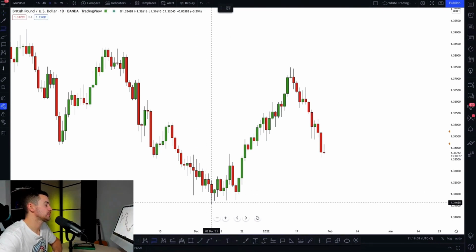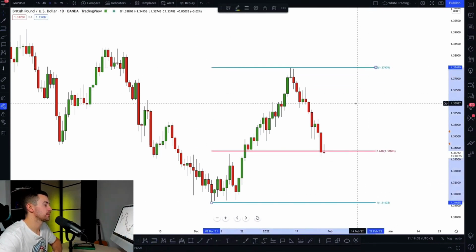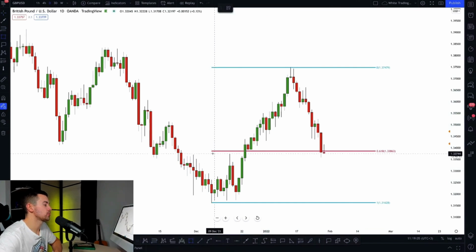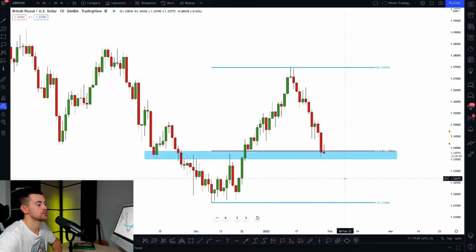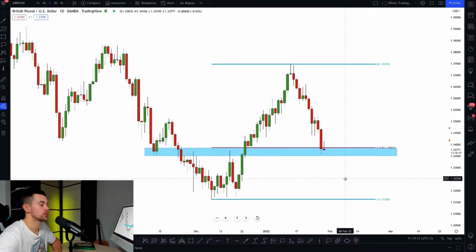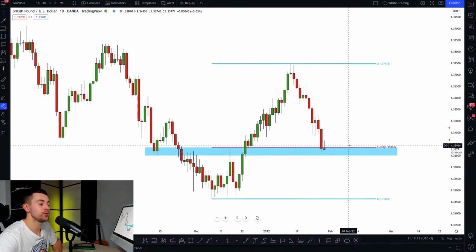And you can see that right here, at the moment, the price is approaching quite strong horizontal structure support. I guess you see that structure. Very strong horizontal structure right here, based on the confluence between the 618 retracement of the last bullish impulse and the strong horizontal structure.